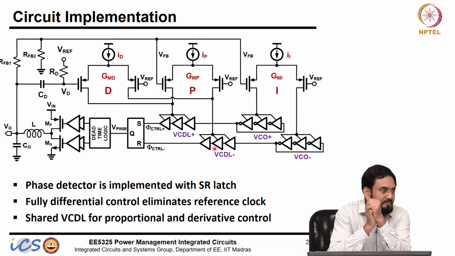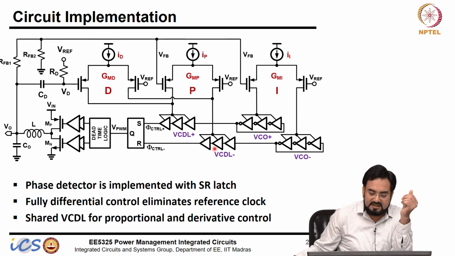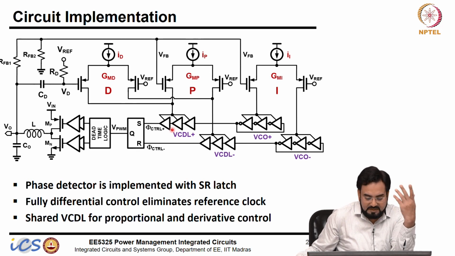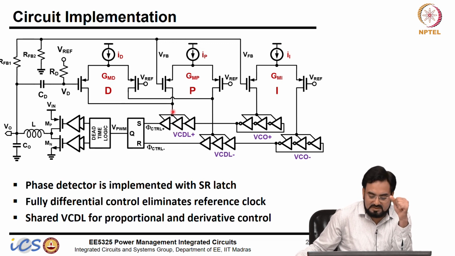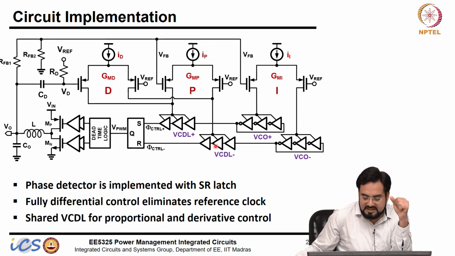But if they are not matched, then let us say with the temperature or process, this delay is changing and this remains fixed, then this will add to a loop delay and it may hamper your transient response. But in this case, let us say with the PVT, this delay is changing, this is also changing.